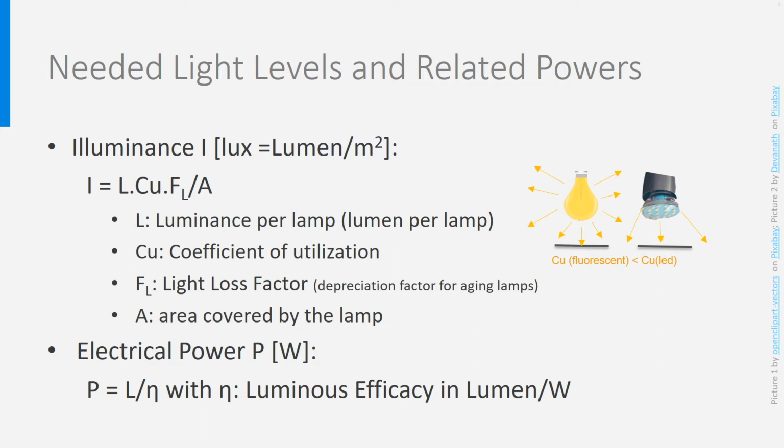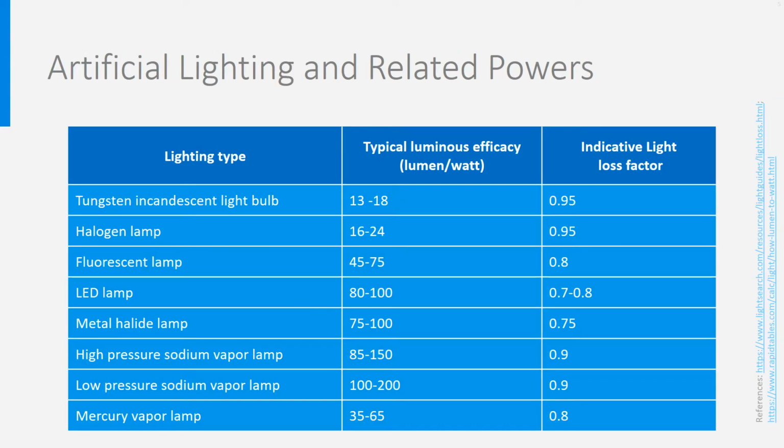And how does that relate to needed electrical power? Well, the electrical power P is the luminance L in lumen divided by the luminous efficacy. Let's look at some typical values of luminous efficacy and light loss factors.